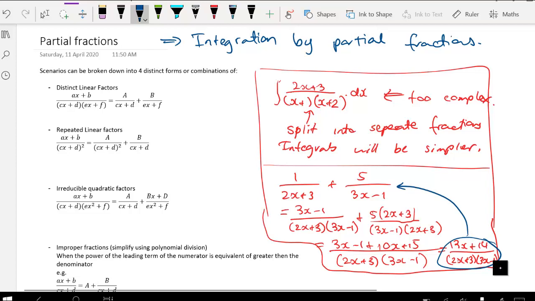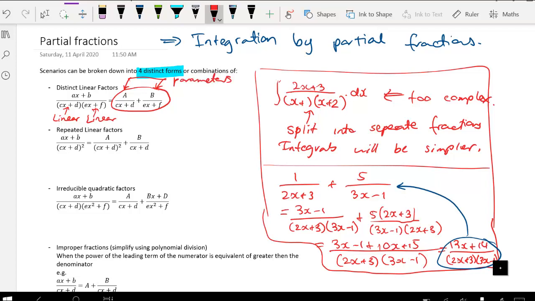When we're looking at this process, we'll have one of 4 distinct forms. So now we're going into these notes here. It'll be one of 4 distinct forms. So it'll either be distinct linear factors. So we can see here that we have a linear factor and a linear factor. When it's in that form, we should be able to split it into 2 separate fractions where we have to determine what these parameters are equal to.